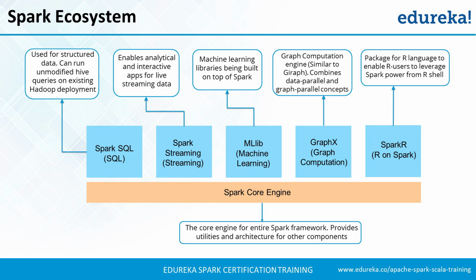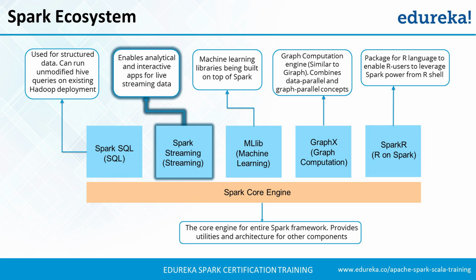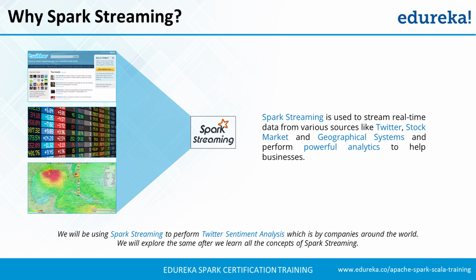Below this, we are going to have a core engine. Core engine is the one which defines all the basics of Apache Spark. All the RDD related stuff is going to be defined in your Spark core engine. Moving further, as we have just discussed this part, we are now going to discuss the Spark streaming engine, which is going to enable analytical and interactive apps for live streaming data. Now, why Spark streaming? Definitely it's very important. That's the reason we are learning it.